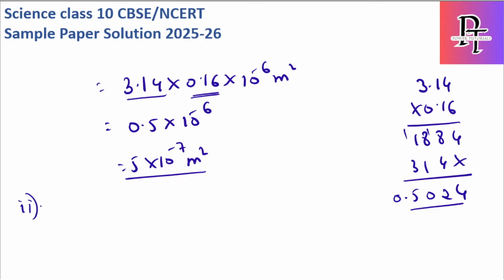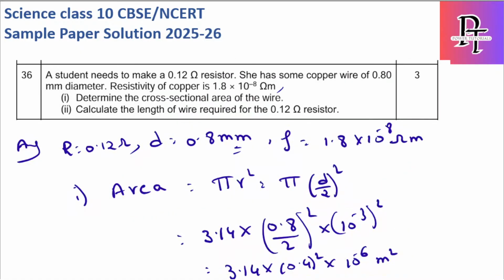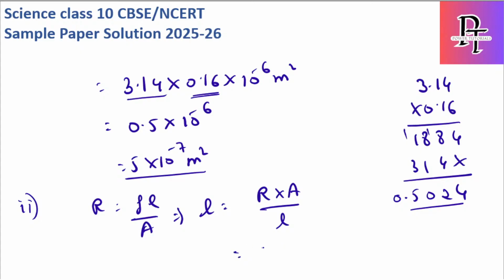Let's move to the second, what they are asking. Calculate the length of wire required for the 0.12 resistor. Okay, so again the same formula, R is equal to rho L by A, we have to use, and we will define the L value, which is length. So L is equal to R into A by rho. Resistance is 0.12. Area we got as 5 into 10 to the minus 7 by rho. Length we need to find, sorry, this should be rho here, not L.